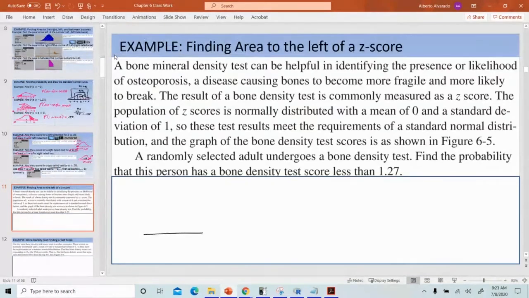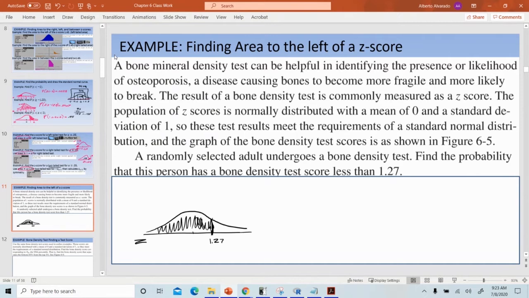So we're going to do a normal curve. And I'm interested in a z-score less than 1.27. So if 0 is in the middle, then 1.27 might be somewhere about here. Okay, and I'm interested in the area to the left of this. So I'm just going to shade that area. Okay, and that's my goal.